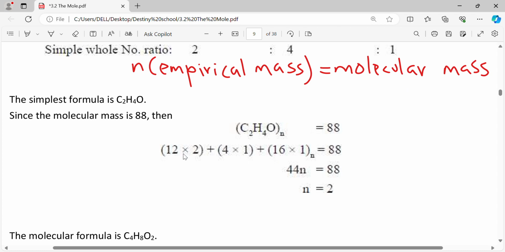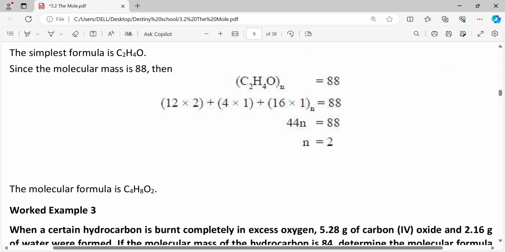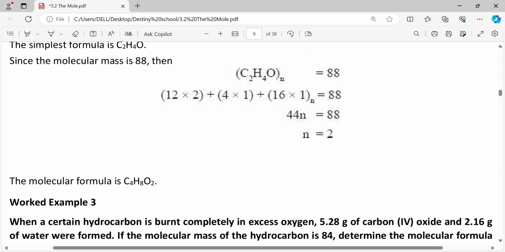So they are here. Carbon has a molar mass of 12. Oxygen has a molar mass of 16. Hydrogen has a molar mass of 1. Okay, so that is where I'm getting them from. Then we proceed and substitute. Hydrogen has 4 atoms, so 4 times 1, plus oxygen is only 1, so 16 times 1. So you add all of these, that is 24 plus 4 plus 16. You get a total of 44 times n, that is 44n.